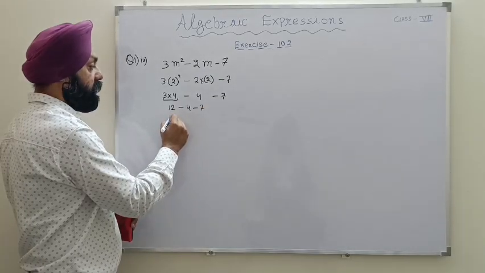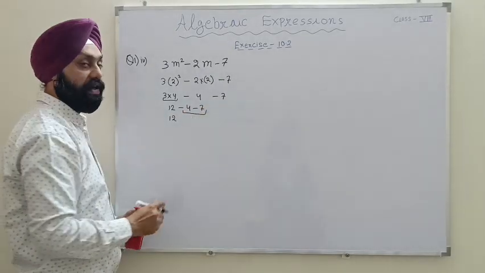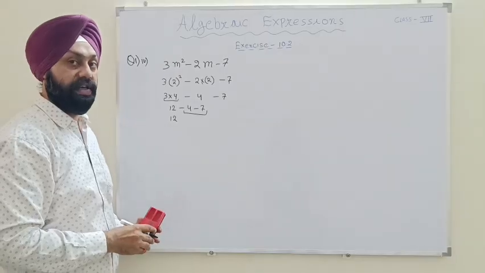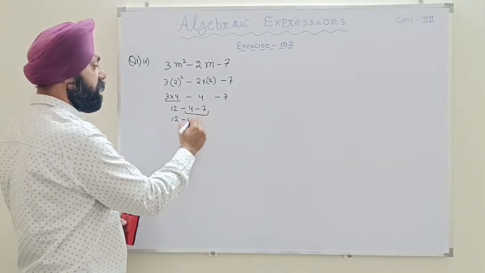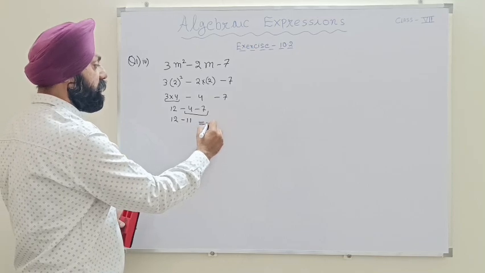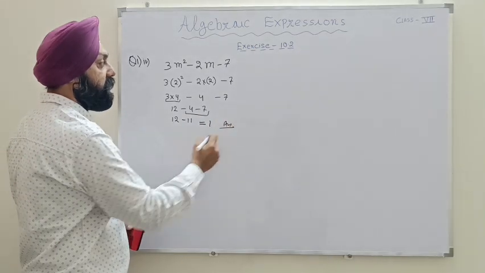So what I am doing, I am solving these two integers because they are having the same sign. So whenever the same sign is there, we usually add the integers. So it will get minus 11. So 12 minus 11 is 1, which is the answer for this expression.